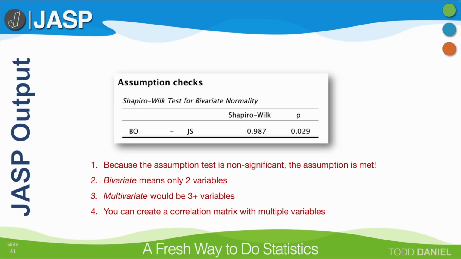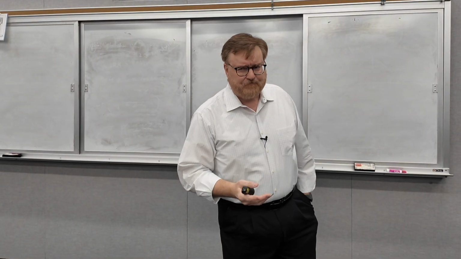The assumptions checks, we'll look at our Shapiro-Wilk test, tell us whether or not the assumption of normality has been met. We have burnout and job satisfaction, a Shapiro-Wilk value of 0.98, which we can interpret looking at our p-value. It's a 0.29. How are we going to interpret that?